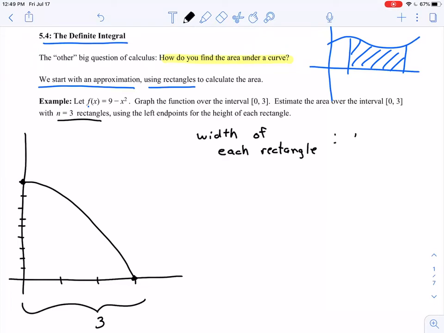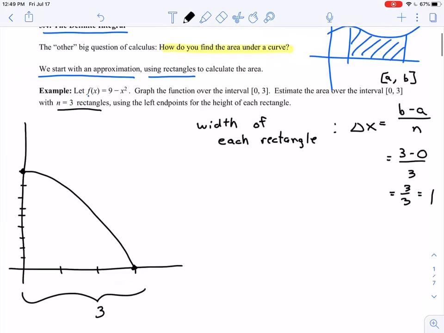So that is delta x, which I can find as b minus a divided by n. Thinking about this, here's a, here's b. I'm just looking at how long my interval is and then dividing that by how many pieces I want to cut that up into. And that'll split the interval of 0 to 3 up into 3 equal pieces. So in this case, I have 3 minus 0 divided by 3. 3 over 3 gives me 1. And this works out nicely. That means each rectangle is going to have width 1.